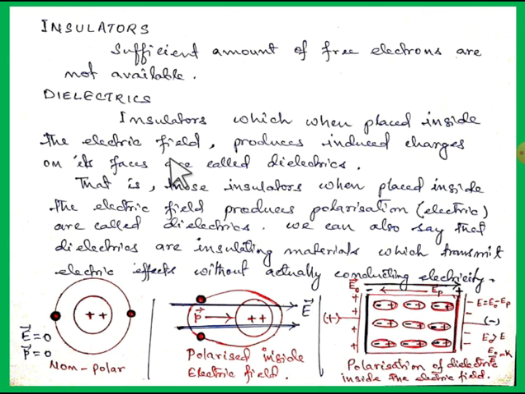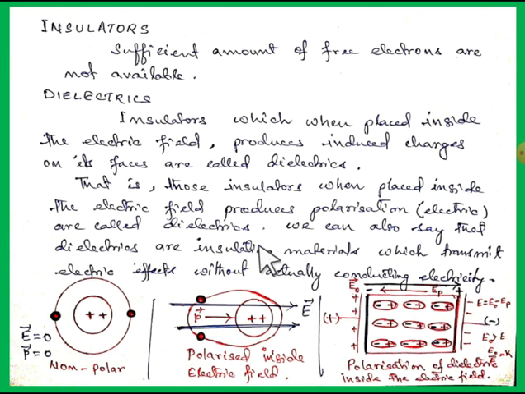That means insulators which, when placed inside the electric field, produce opposite charges at the two ends of the insulator, we call them dielectrics. That is, these insulators, when placed inside the electric field, produce polarization. That means the negative charges and the positive charges on the two ends of the insulator, we call that phenomenon polarization. So those insulators which, when placed inside the electric field, produce electric polarization are called what?